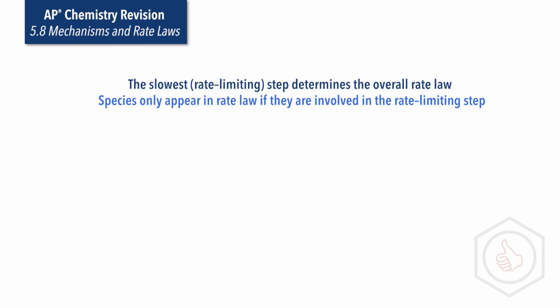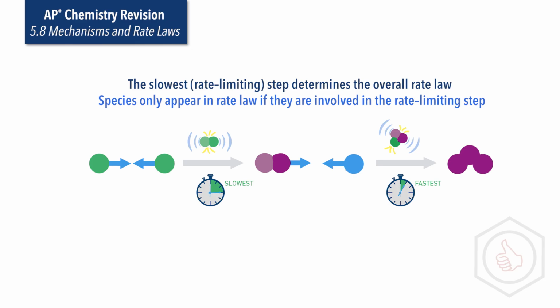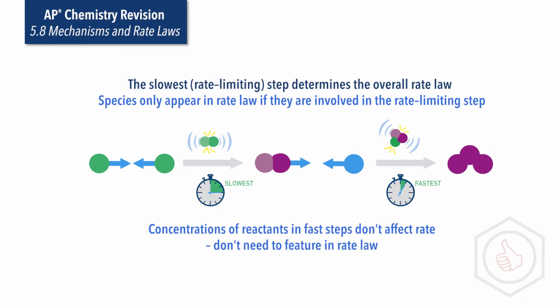This hopefully makes sense because the rate law shows us how the rate of a reaction is dependent upon the concentration of reactants involved. Well, if the fast steps in a reaction mechanism have no impact on the rate of reaction, then the concentrations of reactants involved in those steps don't really matter. But the concentration of reactants involved in the slow step will matter, and this is why the rate law concerns the rate-limiting step. Mechanisms can only be proposed using experimental data.